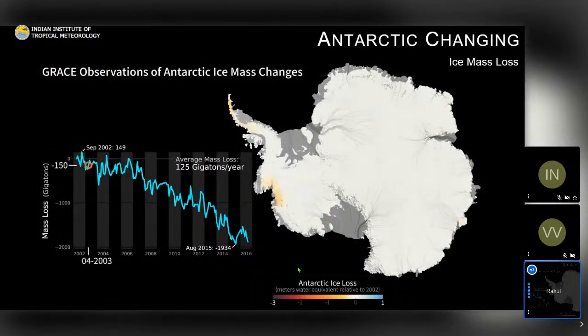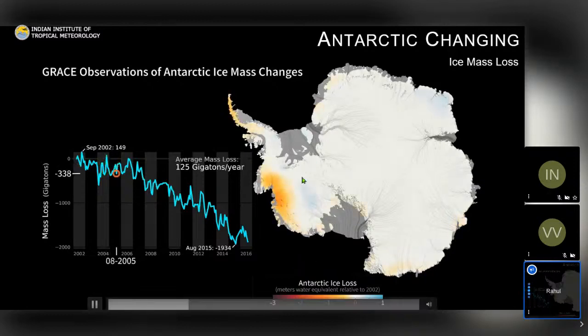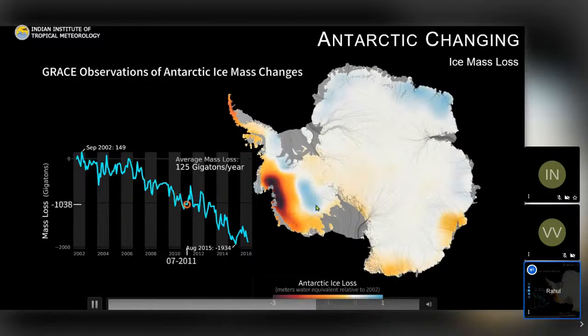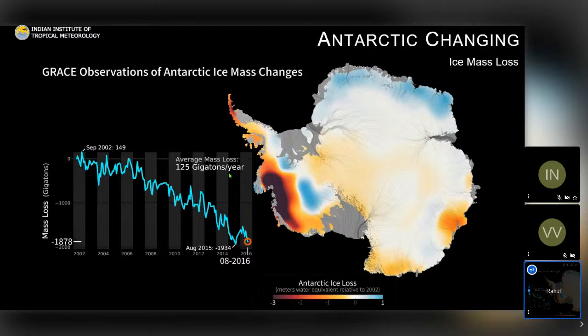Now let's look at the mass change that is happening in Antarctica. There's a huge mass change happening. This is the GRACE observation, that is Gravity Recovery and Climate Experiment. And in the dark red and yellow, these are the areas in West Antarctic which are losing mass. And the blue ones are where there is accretion of mass. So this is the major loss that is happening, about 125 gigatons a year. That's about 4 Olympic-sized swimming pools we are losing per second. That's a quote by someone, and I take it.